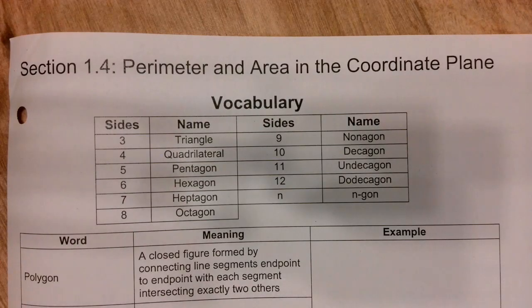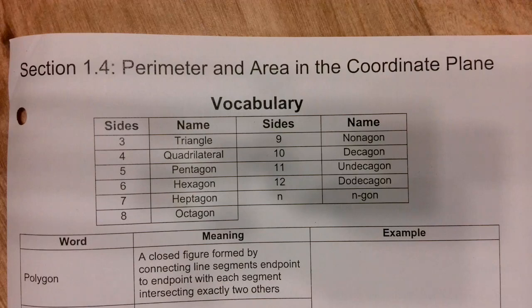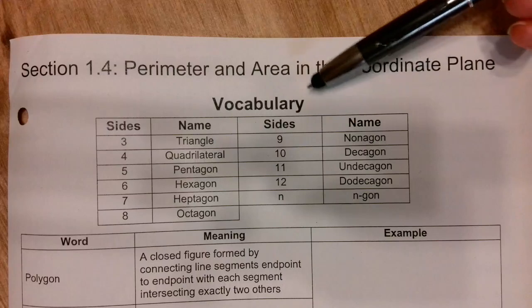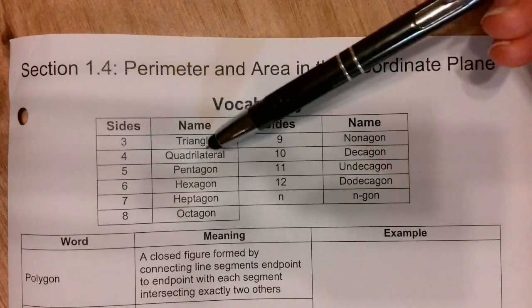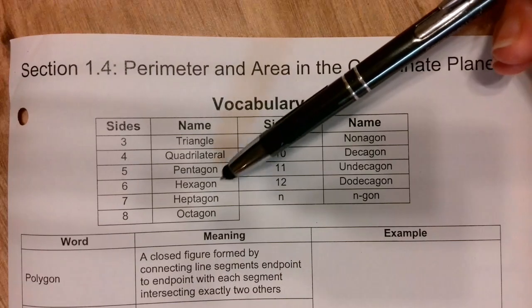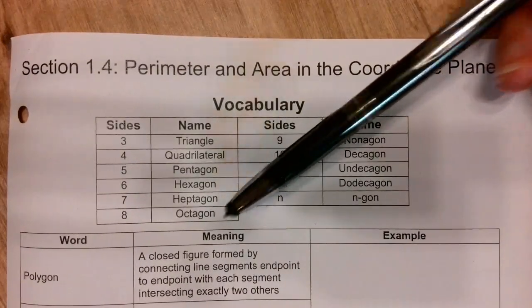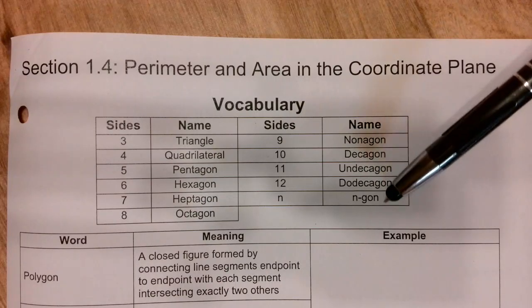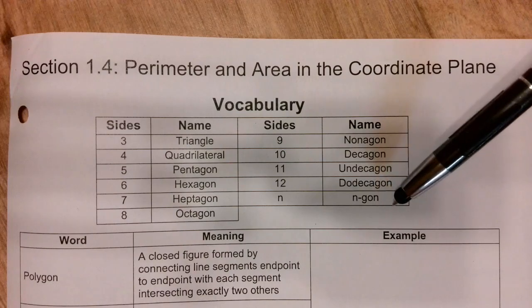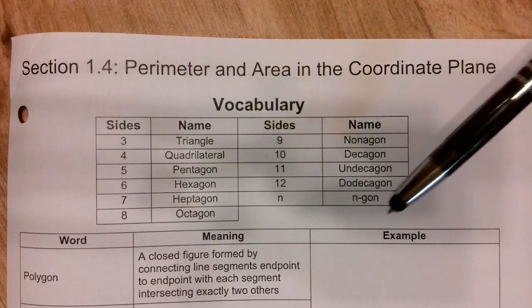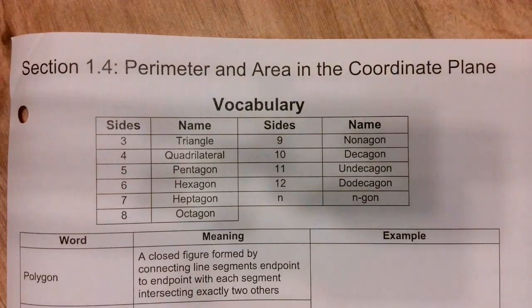Section 1.4, perimeter and area in the coordinate plane. So you need to know the vocabulary words for different sided shapes. A shape with 3 sides is a triangle. You likely know that one. Then it goes quadrilateral, pentagon, hexagon, heptagon, octagon, nonagon, decagon, undecagon, dodecagon, and anything more than 12, say 13, you would say 13gon. 14 is a 14gon, 15, 15gon, and so on.